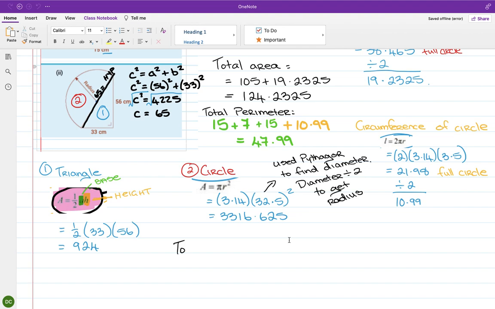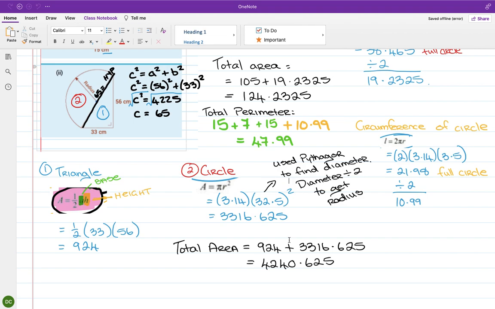So the total area is 924 plus 3316.625. And that is 4240.625 for the total area.